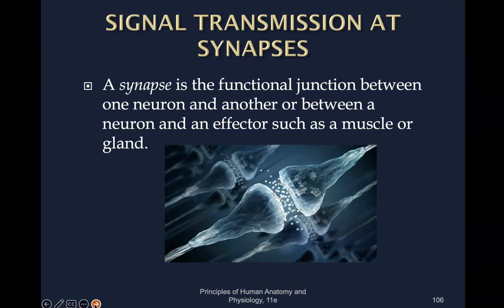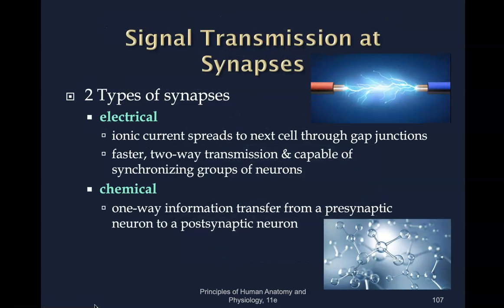So now let's talk about signal transmission at our synapses. So remember that a synapse is that junction between one neuron and another neuron, okay? Or a neuron and its effector, which would be a muscle cell, or a neuron and its effector, a gland, okay? So that's your synapse. And we've already talked about a synapse because we talked about the synapse between a neuron and a muscle cell already. So this actually should be pretty easy, and I'm going to go through this pretty quickly. There are two types of synapses. There's an electrical one and a chemical one.